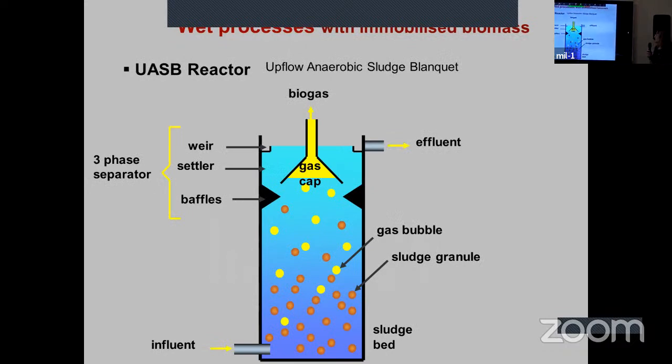UASB reactors are very popular for wastewater treatment. It stands for upflow anaerobic sludge blanket. We try to have conditions where the sludge will make some granules, so they can become quite dense and settle by themselves. So you can see at the bottom of the reactor the feeding. At the top of the reactor, you have a baffle in order to retain the granules inside the reactor, and then you recover the biogas and the outlet at the top of the reactor.